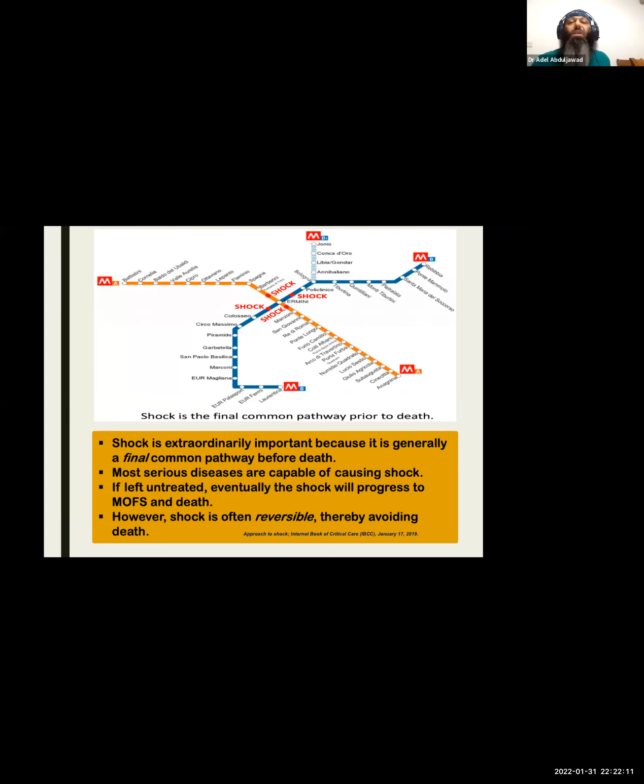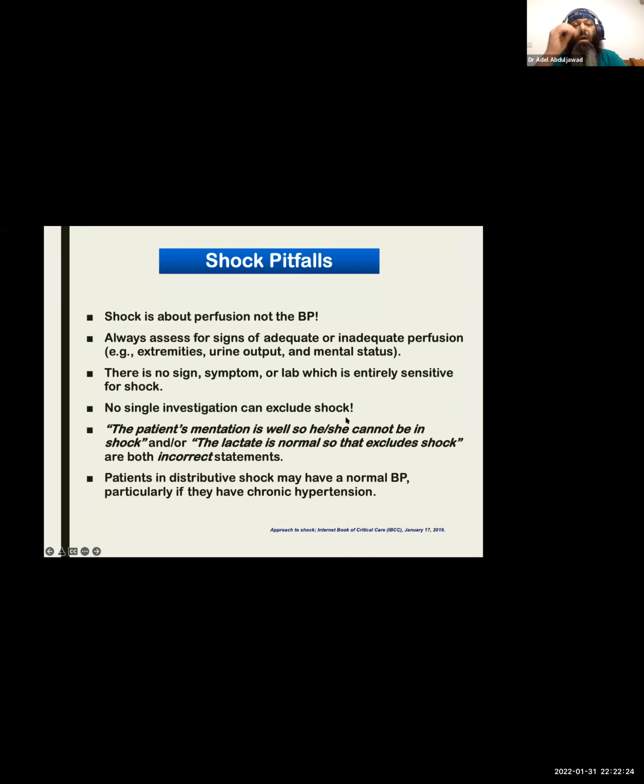Is it a single cause? Is it mixed? Is it overlapping? Is it multifactorial? So you can prevent the cascade of multi-organ failure and the common pathway prior to mortality. So let's move to what are the common shock pitfalls.